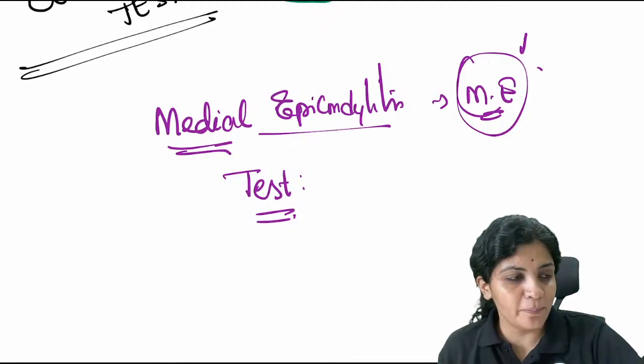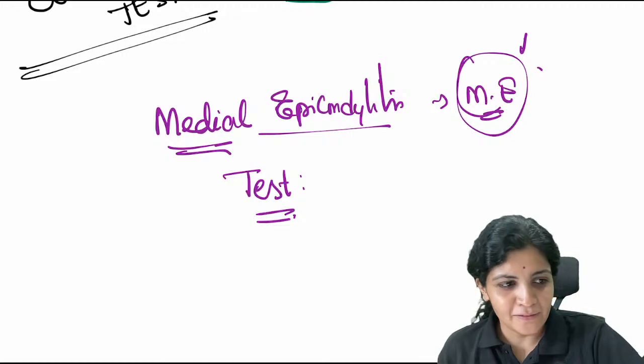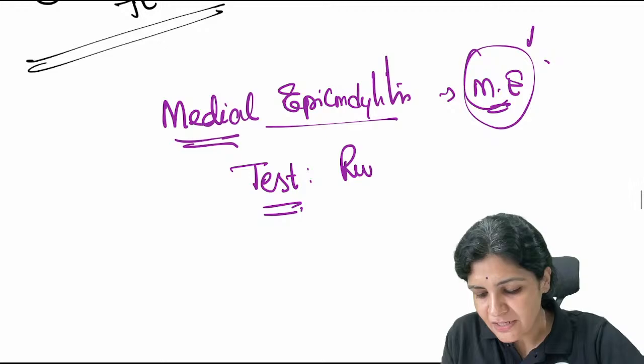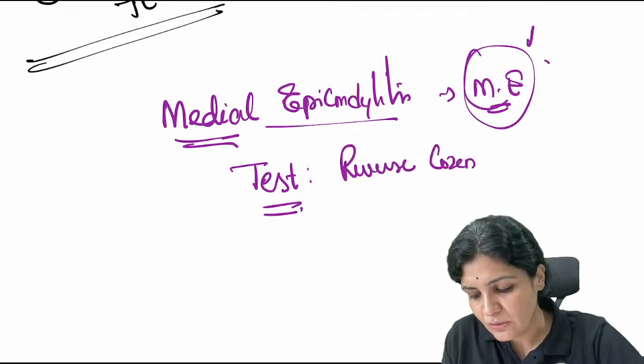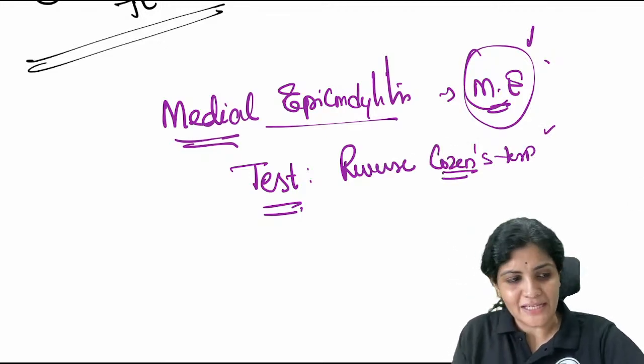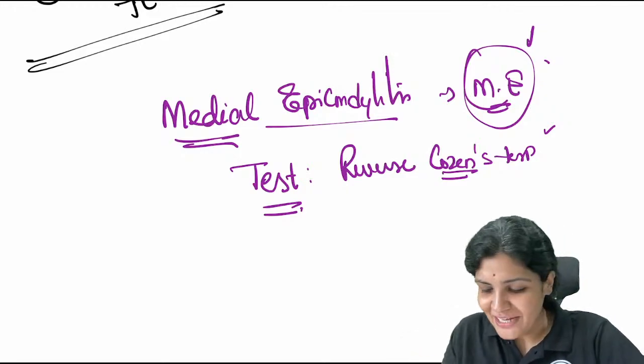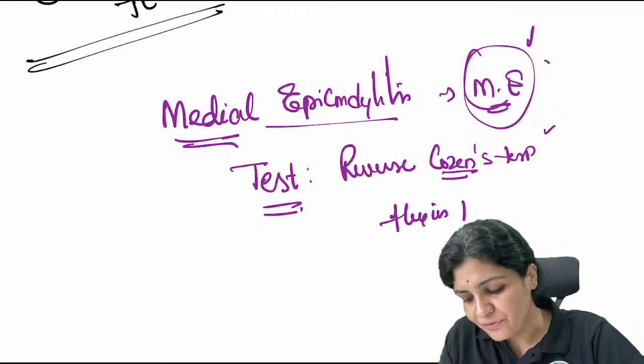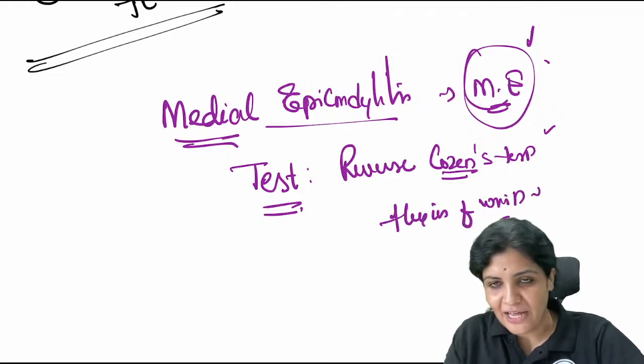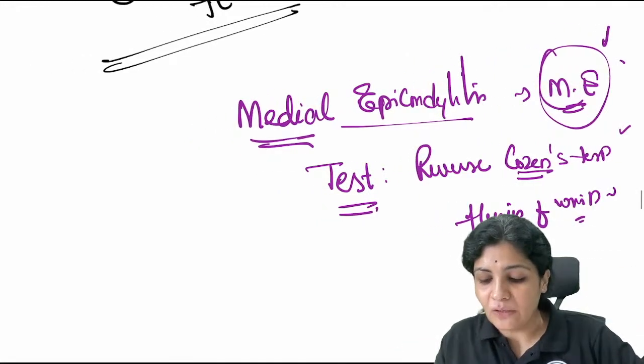So this is reverse Cosen's test. Similarly, like there you are doing extension, here, yeah, it is golfer's elbow. Very good. Golfer's elbow test. Okay, fine. So that you will do for flexion of the wrist. You do the flexion of the wrist and then the patient will have pain. So that is your medial epicondylitis.